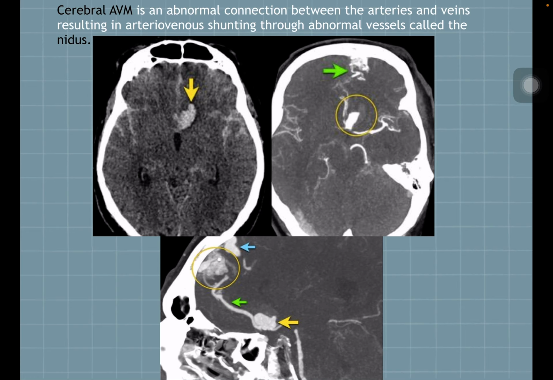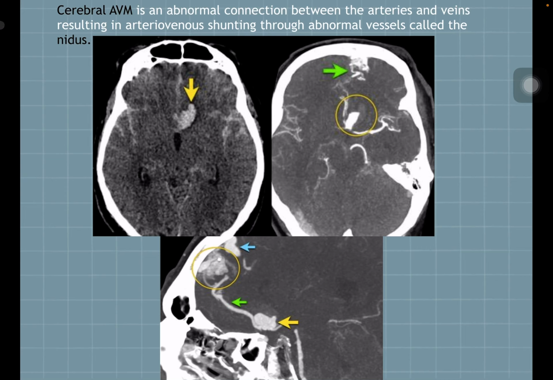So this is an example of arteriovenous malformation. A 65-year-old man complaining of acute onset of headache. The non-contrast study shows bilateral subarachnoid hemorrhage and a parenchymal hemorrhage. Okay, so we proceed with CTA. CTA shows the location of the parenchymal hemorrhage, and a flow-related aneurysm at the anterior communicating artery, which is considered the cause of the subarachnoid hemorrhage.